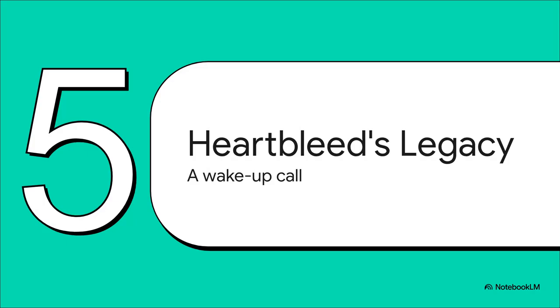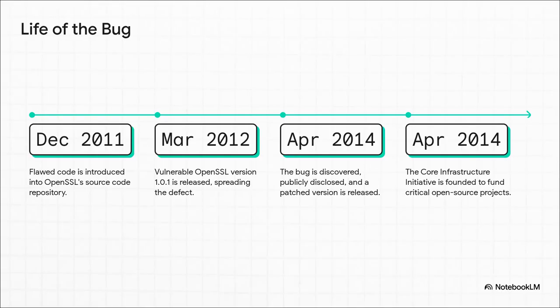So, after the dust settled, what did we really learn from all this? Well, Heartbleed was so much more than a technical failure. It was a massive wake-up call that fundamentally changed how we think about the very infrastructure of the internet. Now get this, the bug was out there, in the wild, for over 2 years before anyone found it. The bad code was introduced way back in late 2011 and released in March 2012. It wasn't until April 2014 that it was discovered and fixed.